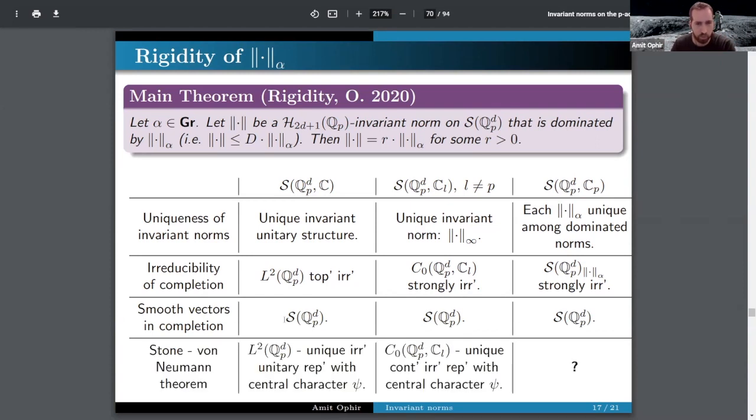And when it comes to uniqueness of the topology of irreducible representations, Stone-von Neumann type theorems, over the complex numbers, the L2 completion is the unique irreducible unitary representation with central character psi. Over C_L, we have exactly the same statement. Over C_p, we don't know. So we have this special family, but we don't know if there are any others.